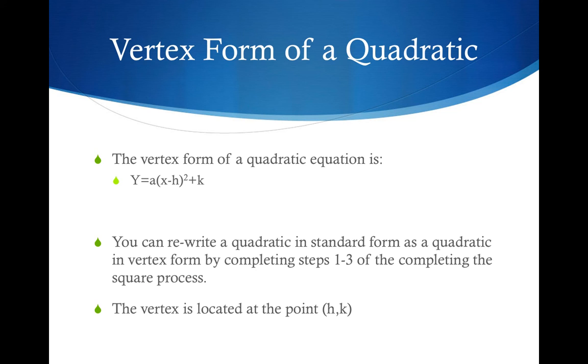You can also use completing the square to rewrite quadratics in vertex form. Essentially, you're just going to complete steps 1 through 3 of completing the square. So you're going to write it as 1x squared plus bx equals everything else. Then add b over 2 squared to both sides, and then you're going to factor. Once you've done that, there's nothing to solve for. We're just going to write it in vertex form. So you may have to move some things back around, but you're pretty much done at that point.